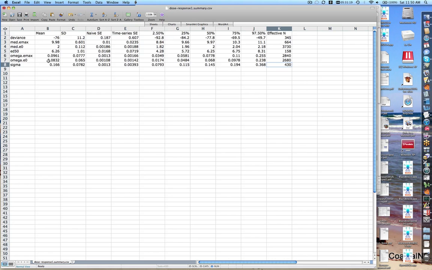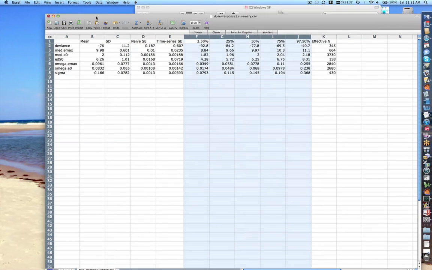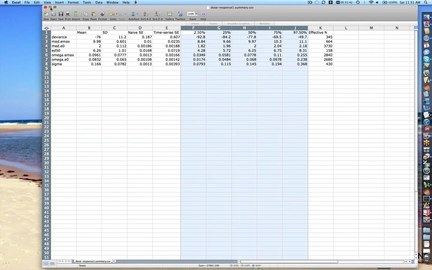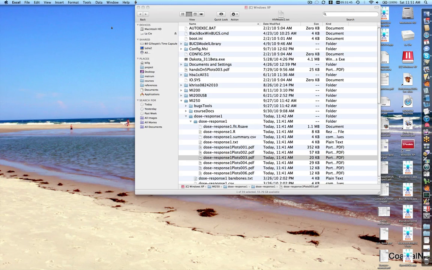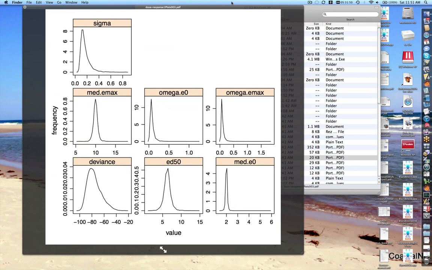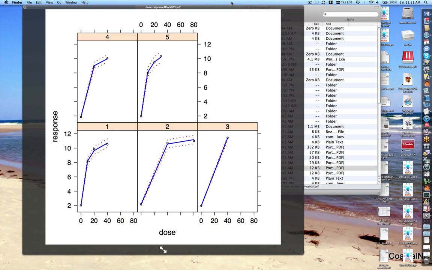Okay, and of course all these numbers over here are means and standard deviations, and our quantiles here. You can get your credible intervals by going from the 2.5 to the 97.5 and look at those and make inferences based upon those. Okay, so let's go back to our plots, and then our fitting plots.